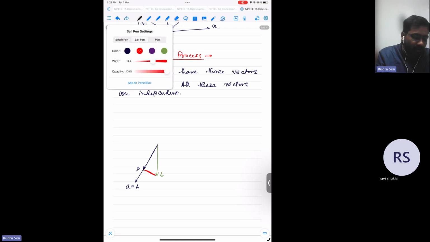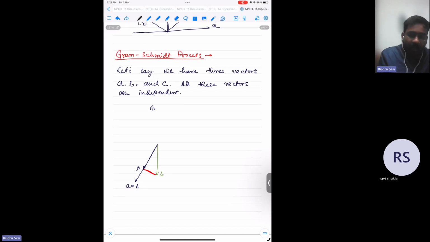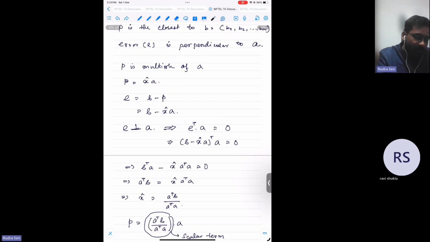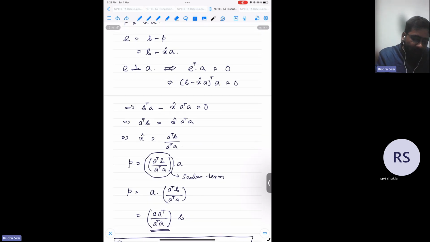So what is the error? We call it capital B, because I have said that we call the orthogonal vectors by their capital version. So capital B is nothing but small b minus p, just like we studied last week how to do the projection of a vector on a line. The error is b minus p, right? And we have studied that this p is A transpose b divided by A transpose A, times A.